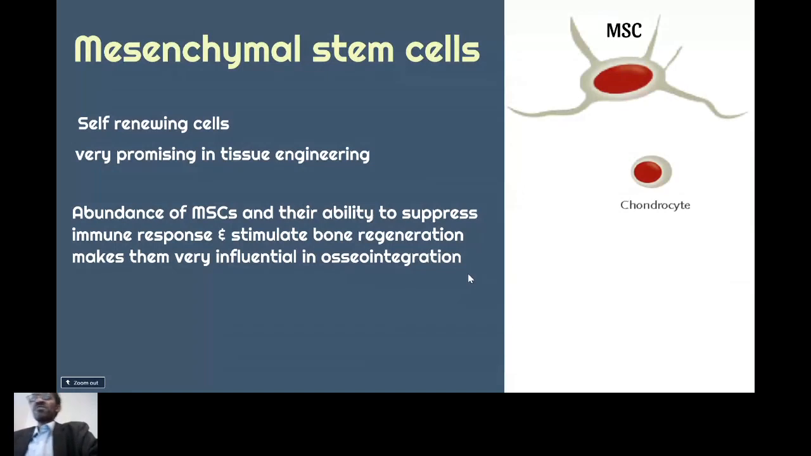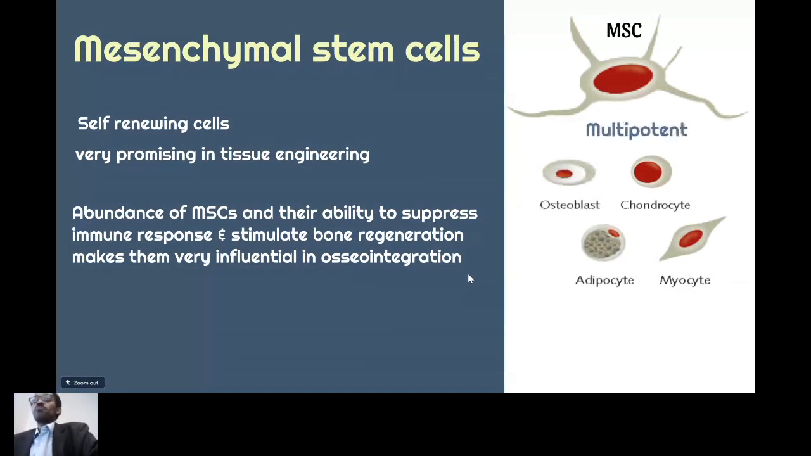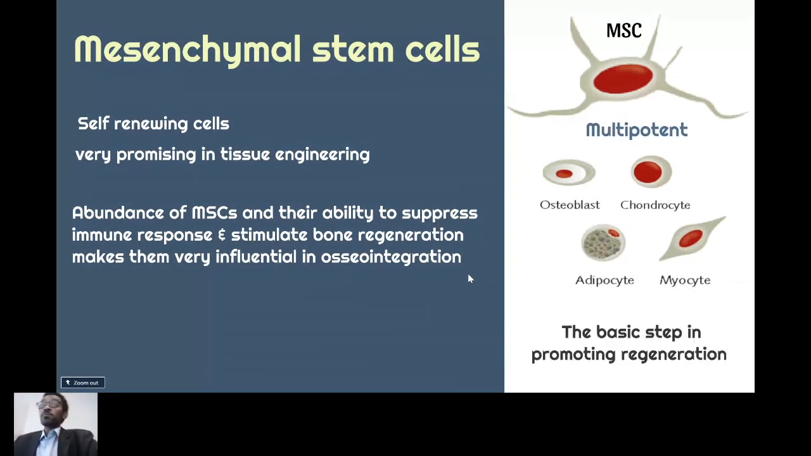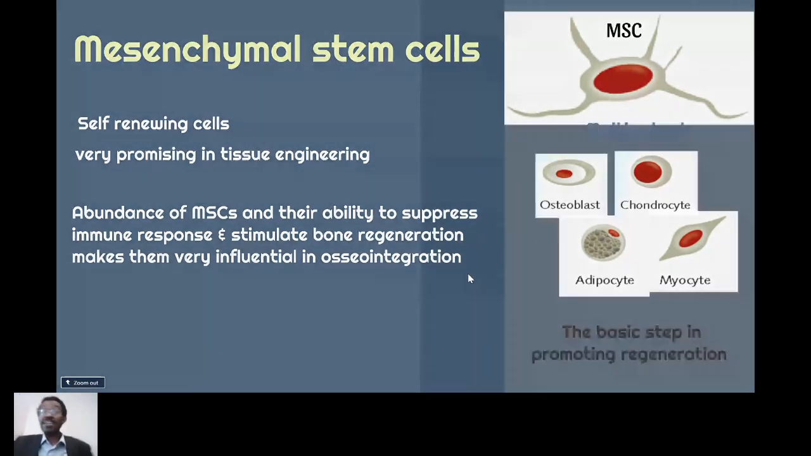If you have an MSC, a mesenchymal stem cell, these cells are actually multipotent. What does this mean? They can differentiate into different types of cells: chondrocytes, myocytes, adipocytes, and in our situation, they become osteoblasts. Being multipotent is a good thing, because this is the basic step in promoting regeneration in general.